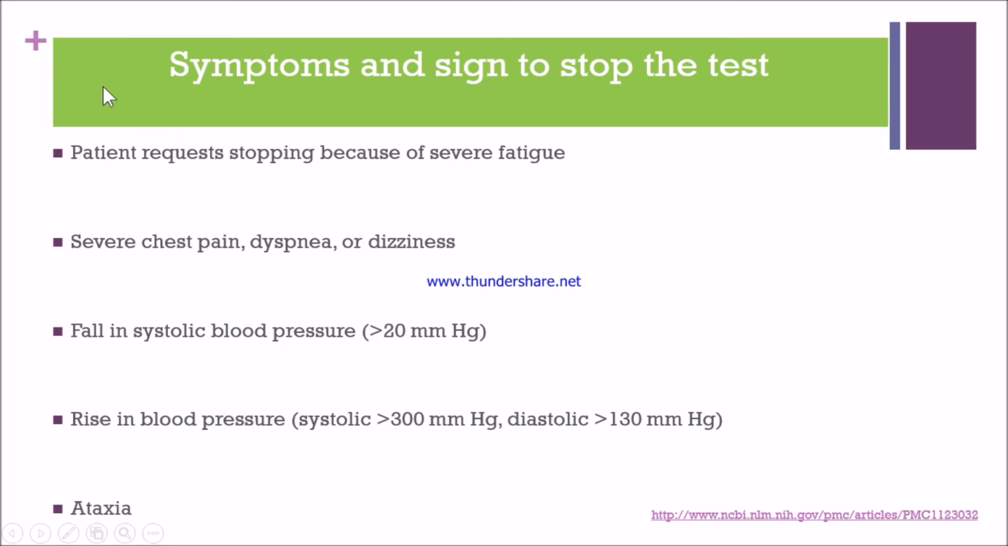Let's see some signs and symptoms that indicate we need to stop the test. First, the patient requests to stop because he is having severe fatigue, severe chest pain, dizziness, or dyspnea. Also, if the systolic blood pressure falls greater than 20 mmHg, or rises greater than 300 mmHg, rise in diastolic blood pressure greater than 130 mmHg, or ataxia. These are all signs and symptoms that are not helpful for the patient, and we need to stop the test.